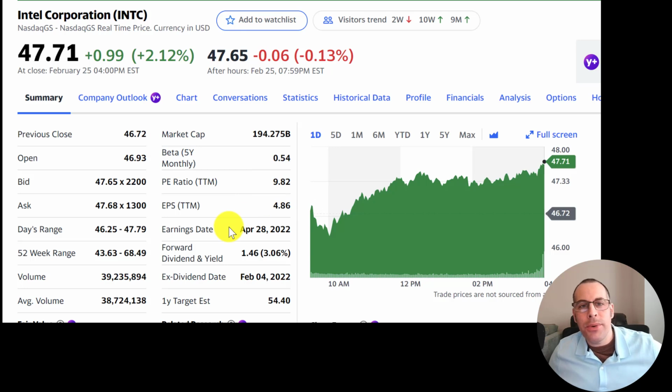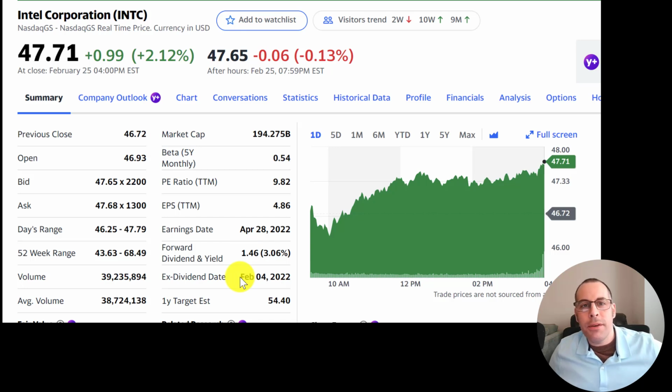The next time they're going to release earnings is 4/28. Their forward dividend is 1.46. This is the last dividend payment multiplied by 4. 1.46 divided by the stock price is 3.06%. That's the dividend yield. The ex-dividend date is February 4th.